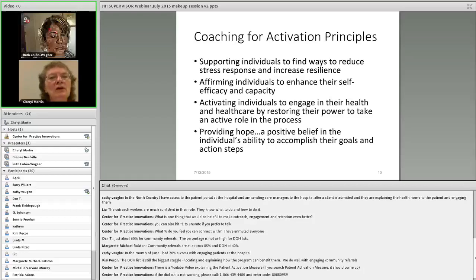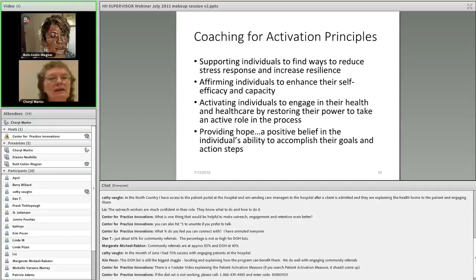Affirming individuals to enhance their self-efficacy and capacity. The only way I can know whether I'm doing well is to hear about something I'm doing in a very behavioral way that says to me, wow, this person thinks I really know how to do this. They really see value in how I'm doing this. And for many of the people we serve, they haven't heard that very often. So that ability to affirm people for their self-efficacy and their capacity, their abilities, is going to be very, very important.